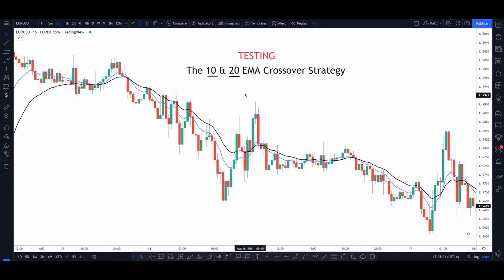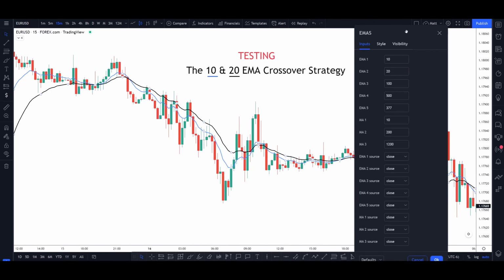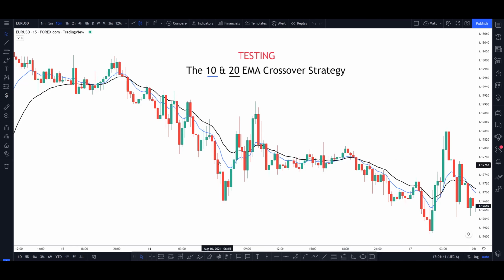So in this video, I'll be testing the 10 and the 20 EMA in a crossover strategy. The 10 and 20 EMA are probably two of the most common moving averages that a lot of traders use, and a common strategy is to either buy or sell depending on whether or not the 10 EMA crosses above or below the 20 EMA. The 10 EMA will be in the blue over here, and the 20 EMA is colored in black.